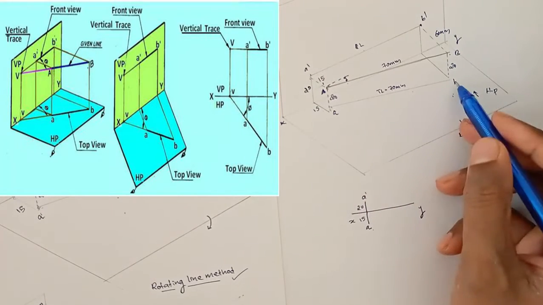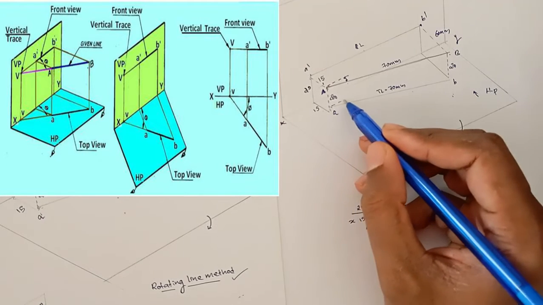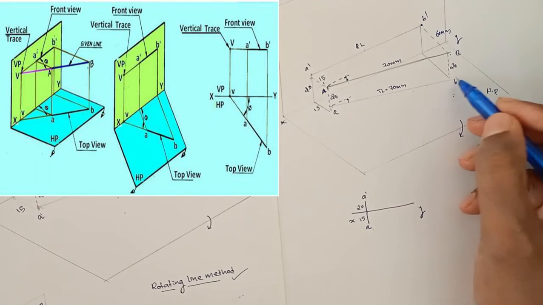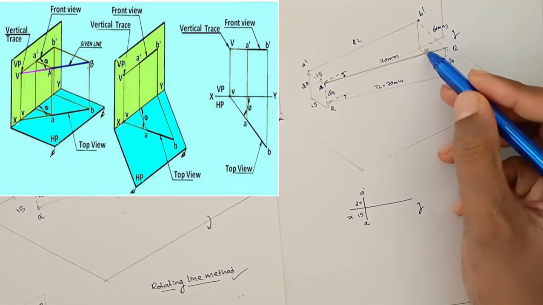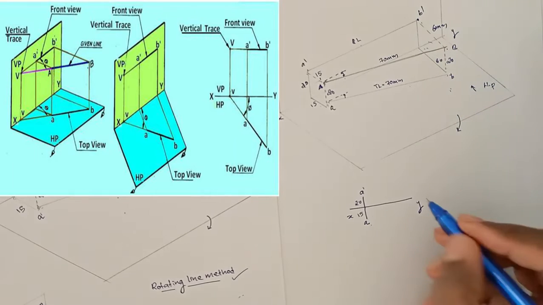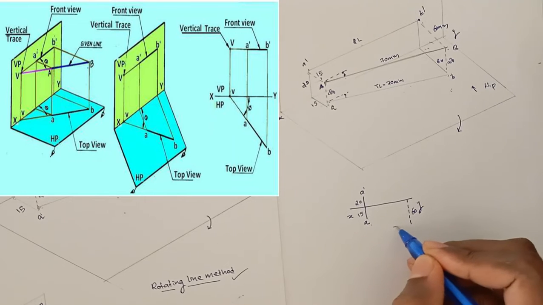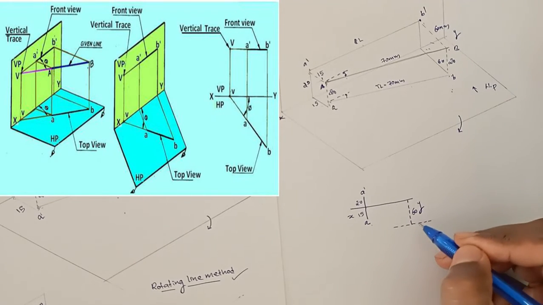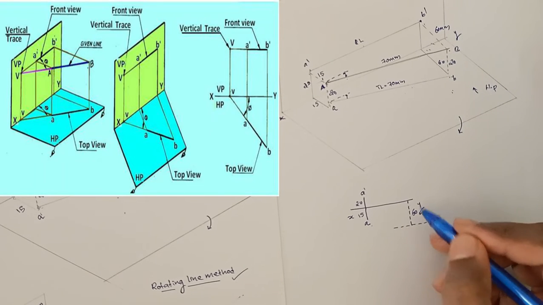So there will be a top view of 70 mm. We don't know this angle, right? We don't know the angle, but we know one thing. The point B, what about this distance? This is 60 mm. So we have to measure 60 mm from the XY line. We know the point B will be at a distance of 60 mm from the XY line. The point B is somewhere on this line that is 60 mm from the XY line.